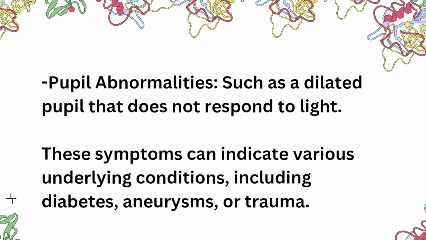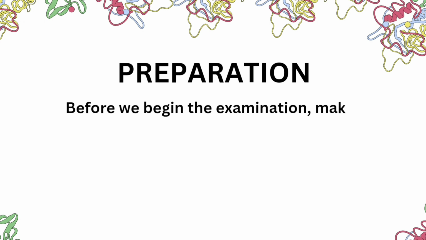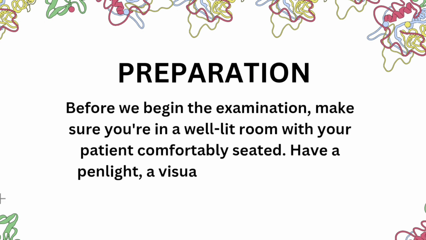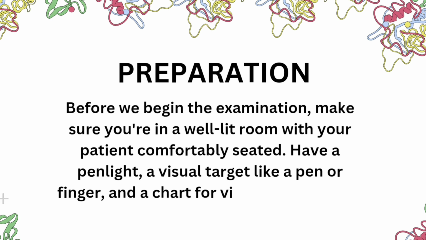Now we're going to learn how to examine the oculomotor nerve, also known as cranial nerve 3. It's an essential part of our eye function, so let's dive in and explore how to assess it. Preparation. Before we begin the examination, make sure you're in a well-lit room with your patient comfortably seated. Have a pen light, a visual target like a pen or finger, and a chart for visual acuity ready.